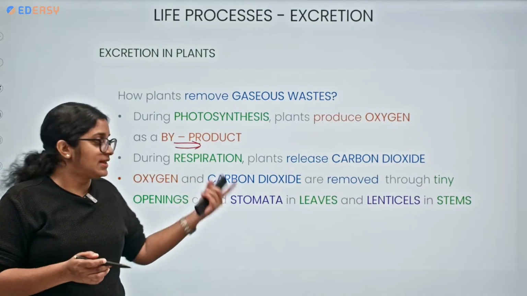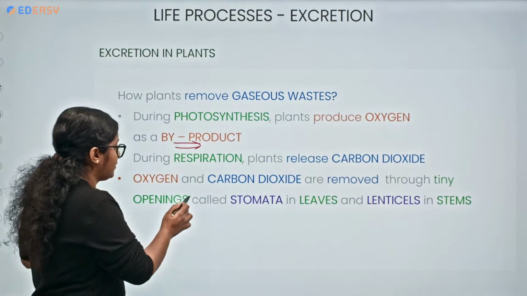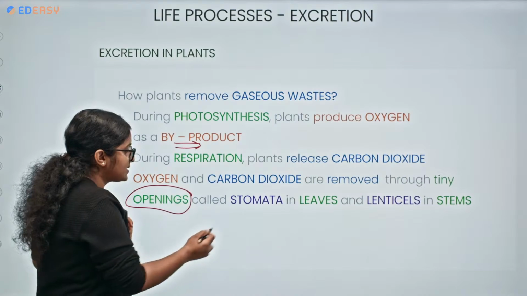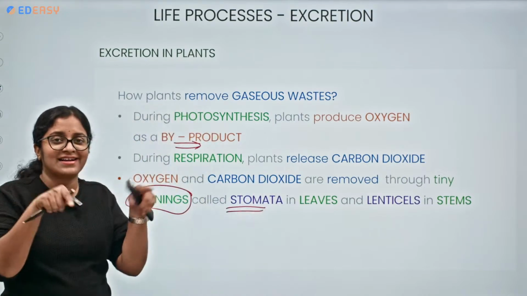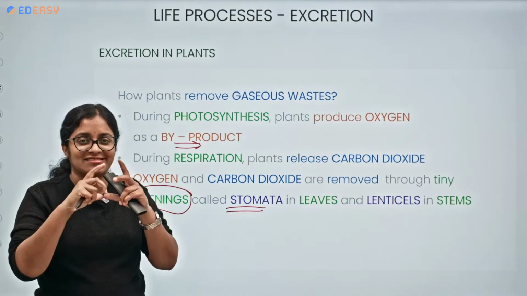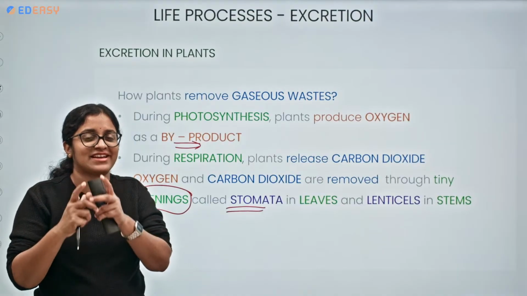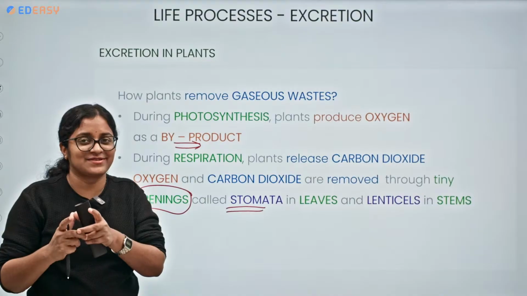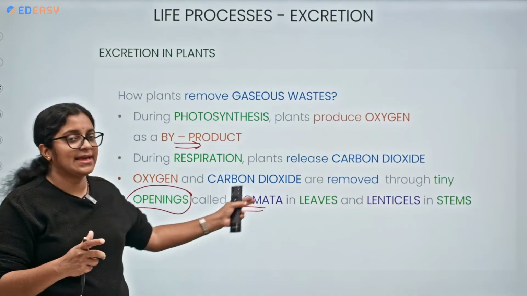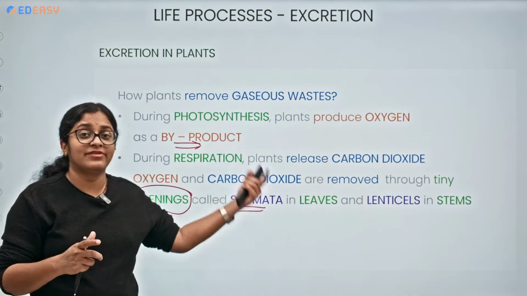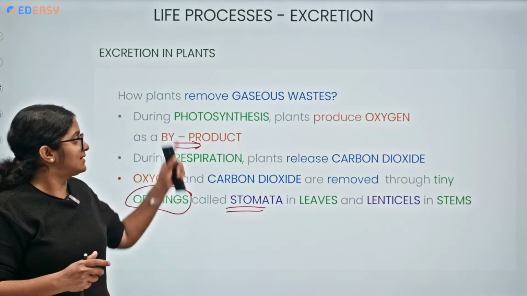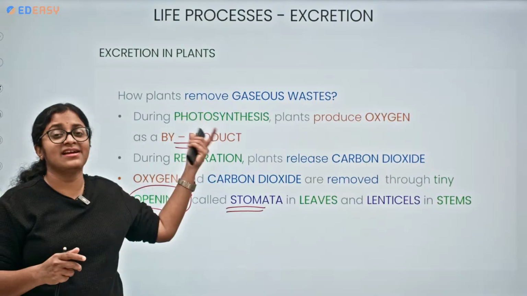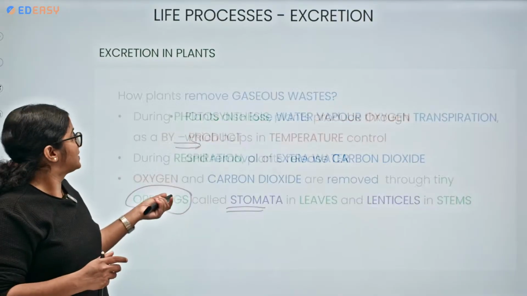So how should they be getting eliminated? Through the openings present on the surface of the leaf called stomata. The opening and closing of stomata will be under the control of guard cells. Particularly in the leaf it is the stomata, if it is a stem it will be the lenticels. In this way the gaseous substances are getting eliminated or removed.